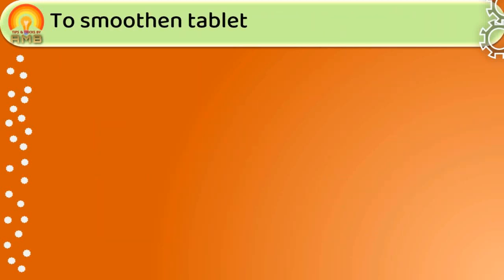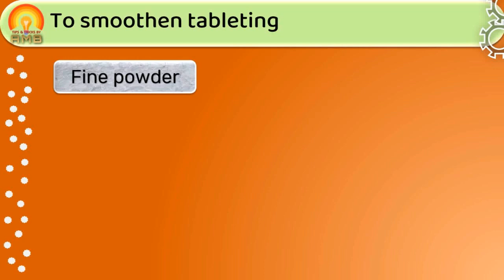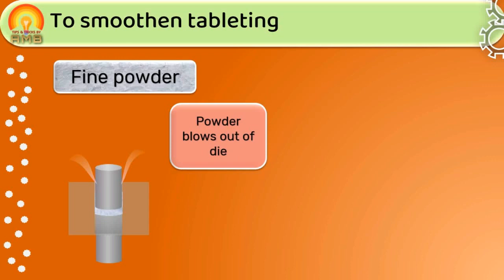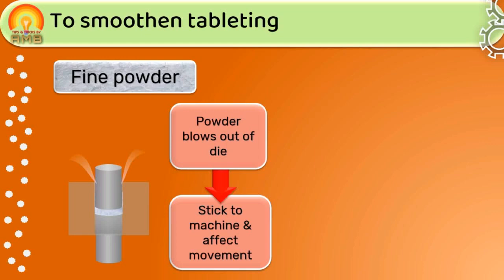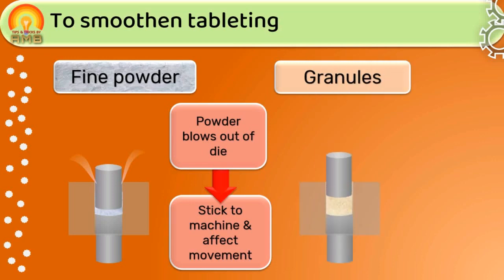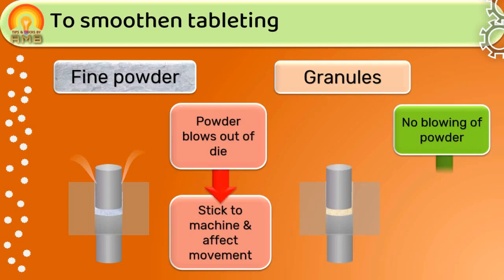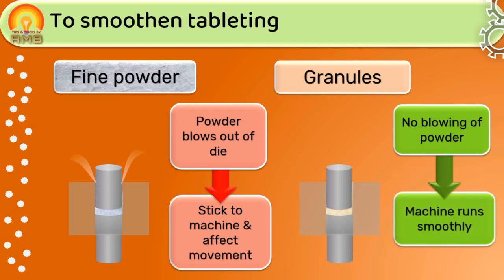Next is to smoothen the tableting process. If fine powder is used for compression, as the powder is fine, it blows out of the die during the compression process and sticks to the machine. It may create problems in the movements of different parts of the machine. But if granules are used for compression, as these are heavier than fine powder, they cannot blow out of the die and will not stick to the machine. Thus the tableting machine can run smoothly if we use granules.